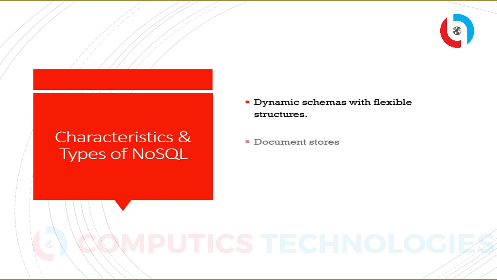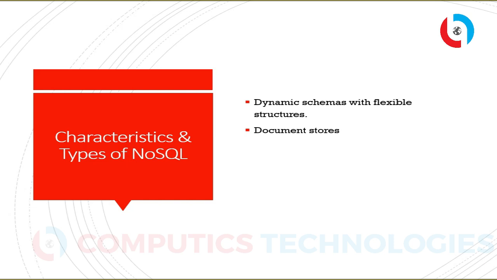Document stores utilize a flexible JSON-like structure to store data as documents. They are useful for handling complex hierarchical data and support dynamic schemas. They are most commonly used in content management systems, e-commerce platforms, and real-time applications. A popular example of this system is MongoDB.